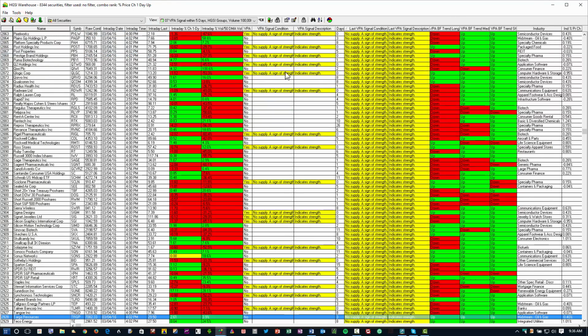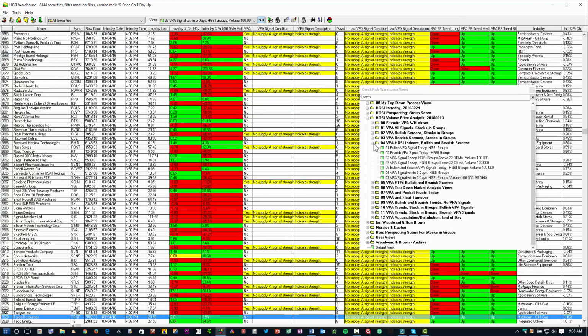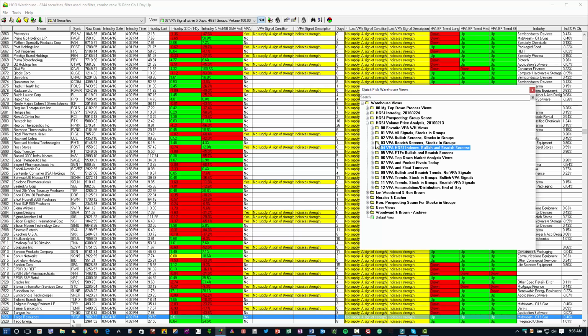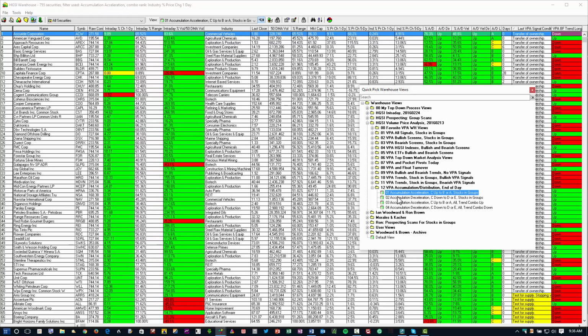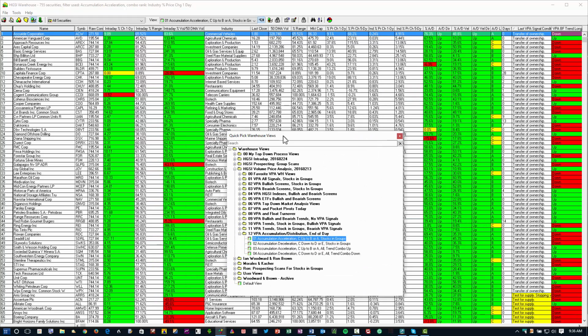And let me show you where you can find it in case you don't know. It's under the warehouse views, and it's folder number 12. I just put this in this last month, and I'm using it more and more. What it does is it catches stocks as they're moving from D distribution to C accumulation, all the way up through B and A accumulation, with the accumulation direction going up along with the velocity.